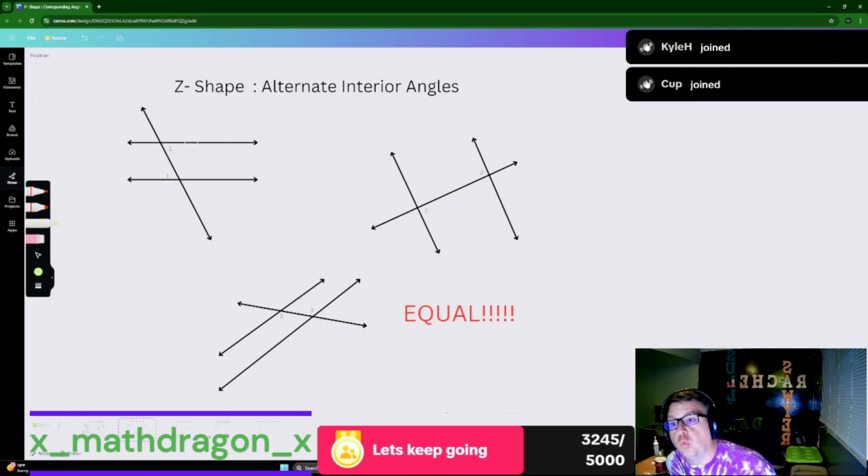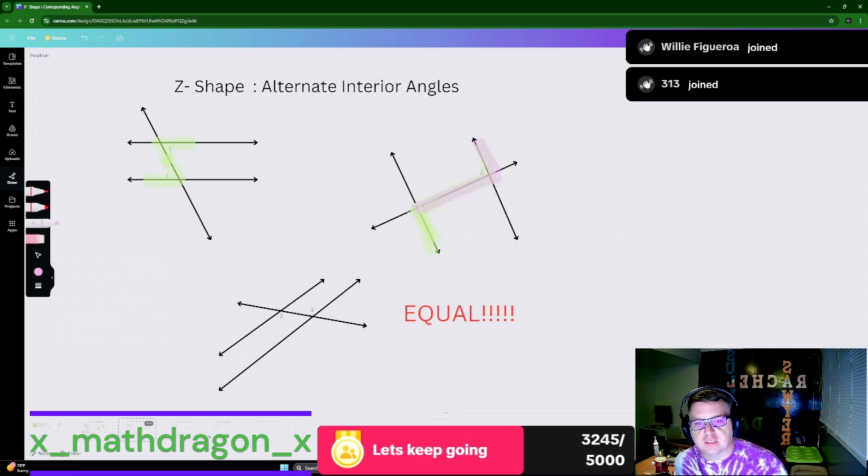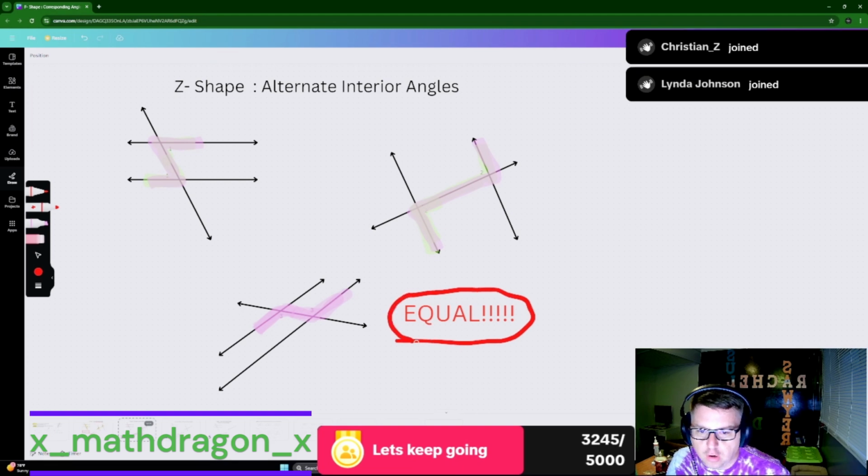So the Z shape. What we're going to do is highlight angle 1 here, and highlight angle 1 there, and what did we build? A Z. Highlight angle 2 here, highlight angle 2 here. What did we build? A Z. A weird looking Z, but it's still a Z. You want to start training your brain to see this Z shape, or this Z shape, using these angles. So angle 3 and angle 3, you have this Z shape. Okay?